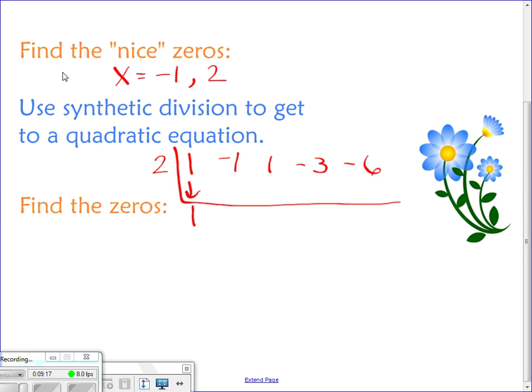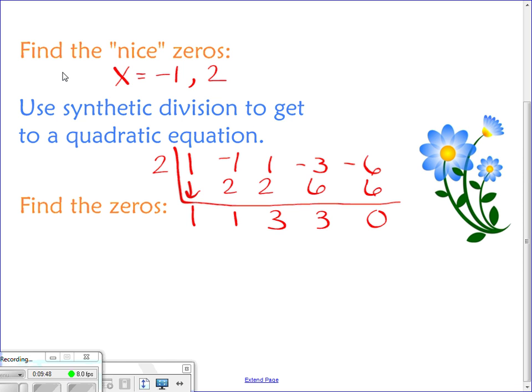All right, so if we do synthetic here, we'll drop down the 1. Remember, we multiply, add, multiply, add, multiply, add, multiply, add. What should happen when you do synthetic division with these? What should you get every single time? A 0. Because if we would get a remainder there, that would mean it's not a factor. And we know it's an answer, so we should get a 0 there.